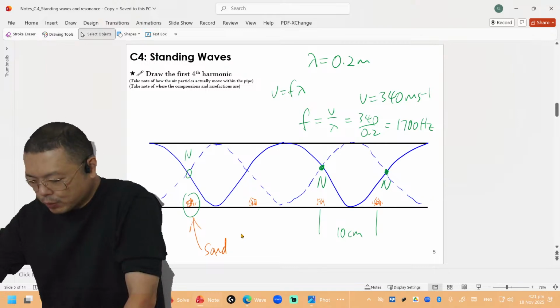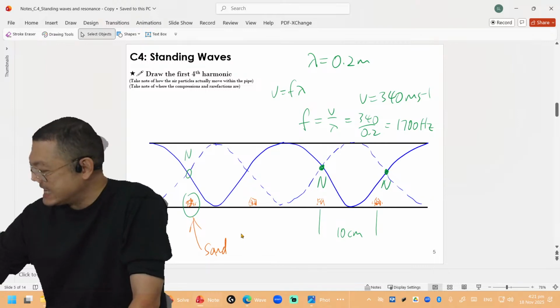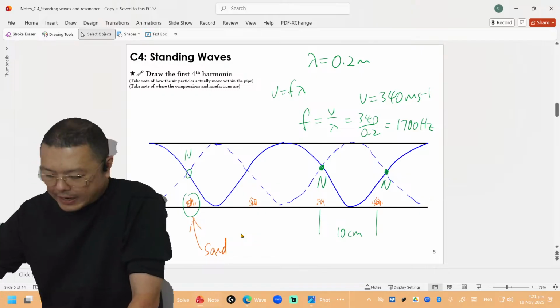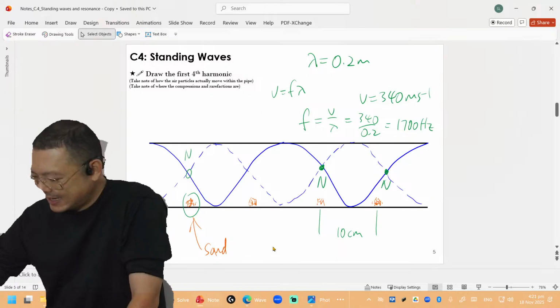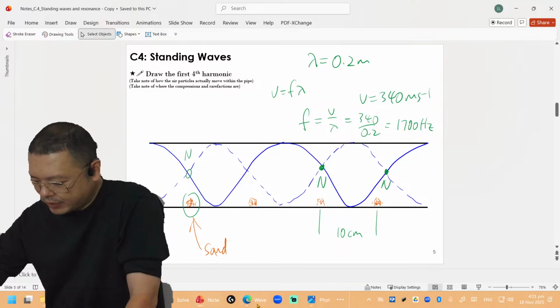How do the particles move? This is very important. I need to go through this now before you all go and start thinking of your own version of the standing waves part. So that's the thing I need to ensure now. I need to make sure that you guys get it.